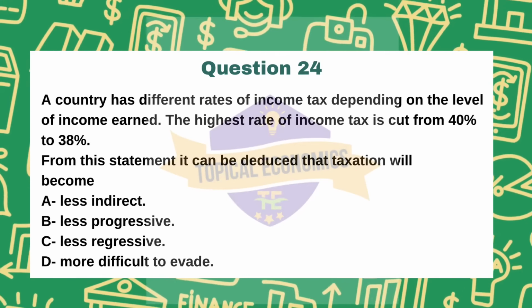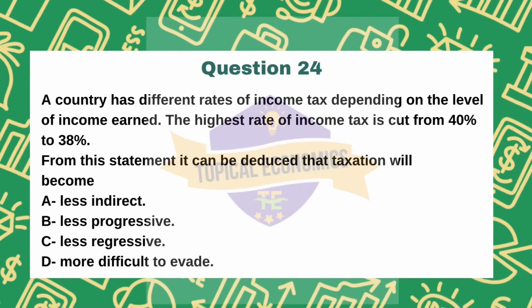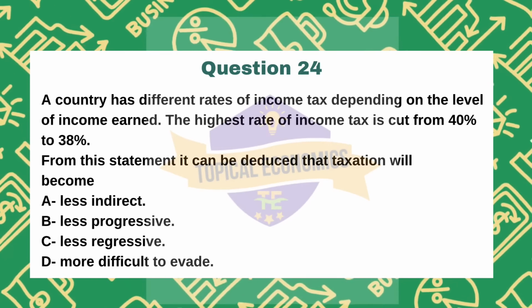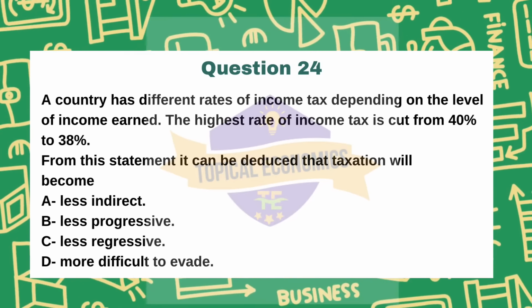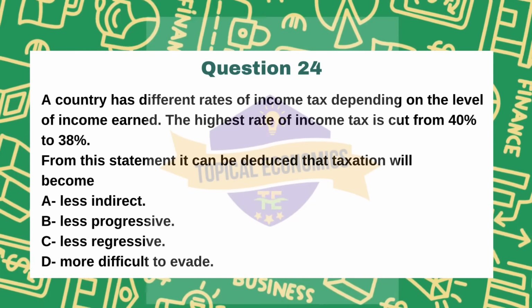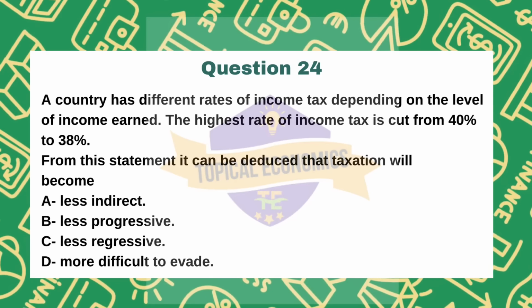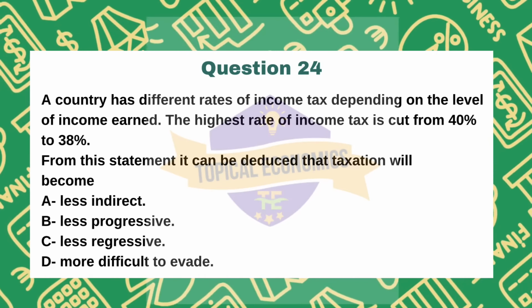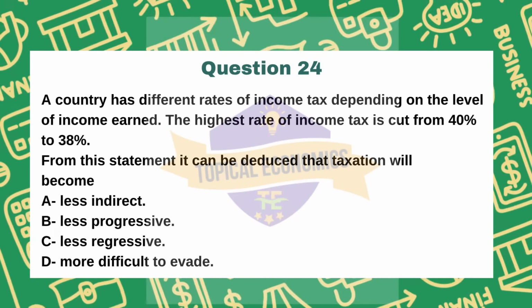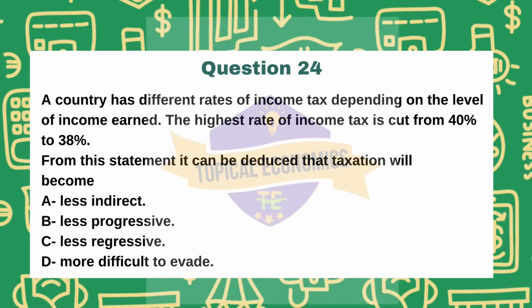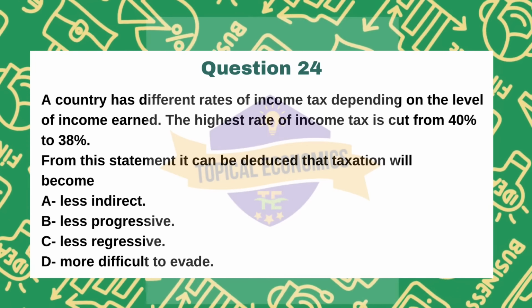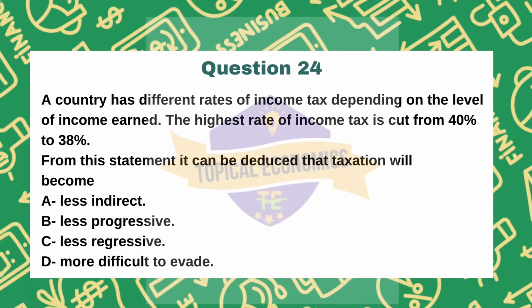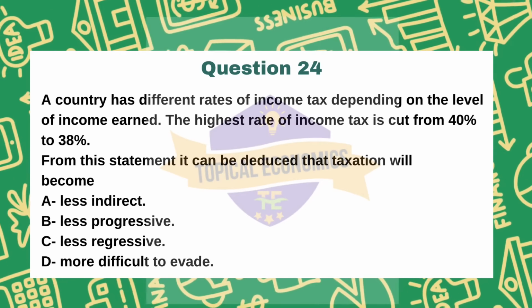Moving to question 24. A country has different rates of income tax, depending on the level of income earned. The highest rate of income tax is cut from 40% to 38%. From this statement, it can be deduced that taxation will become A. Less indirect. B. Less progressive. C. Less regressive. D. More difficult to evade. The correct answer for this question is option B.